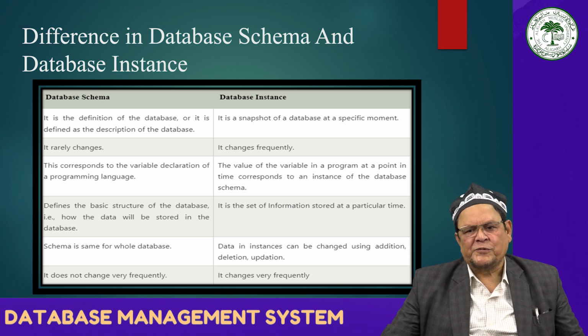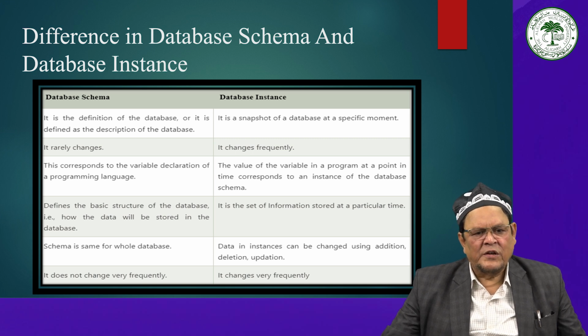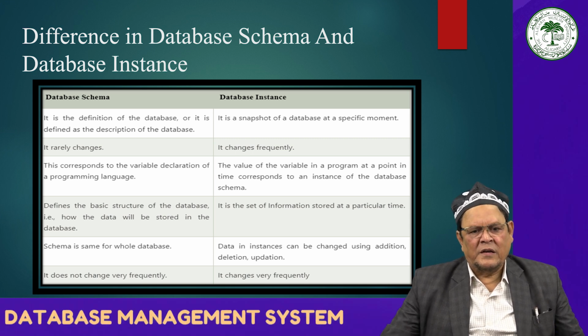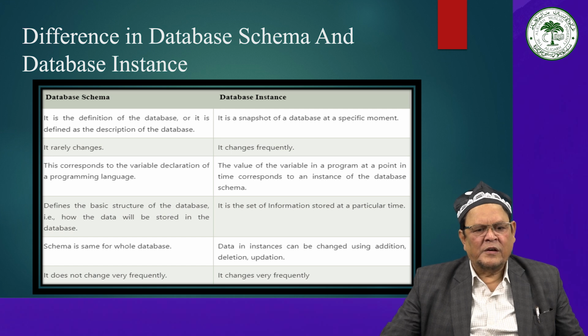Whether it's tables, fields, or constraints, the schema sets the ground rules for how our database will function, making it an indispensable element in the world of organized and efficient data management. It is the overall description of the database. The schema is the same for the whole database, does not change frequently, and defines the basic structure of the database, that is, how the data will be stored.